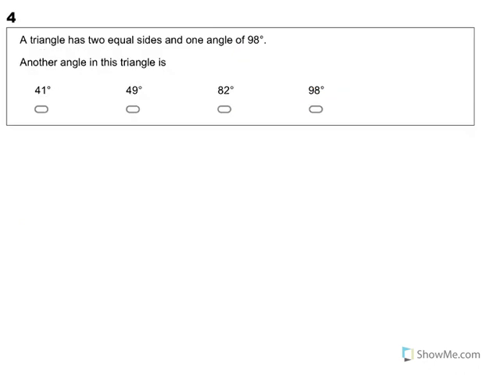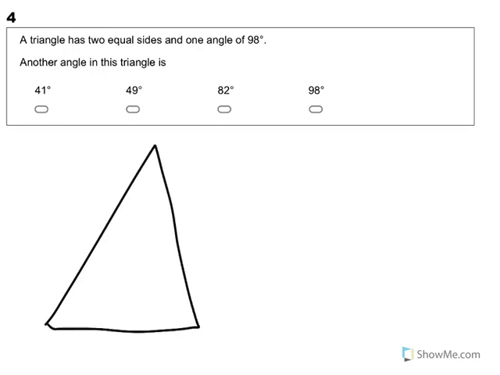Alright, let's have a look at this question. This says that we have a triangle where one angle is 98 degrees. Now two sides are equal, so it's an isosceles triangle. So that means that this angle is the same as this angle. So let's figure out what they are.